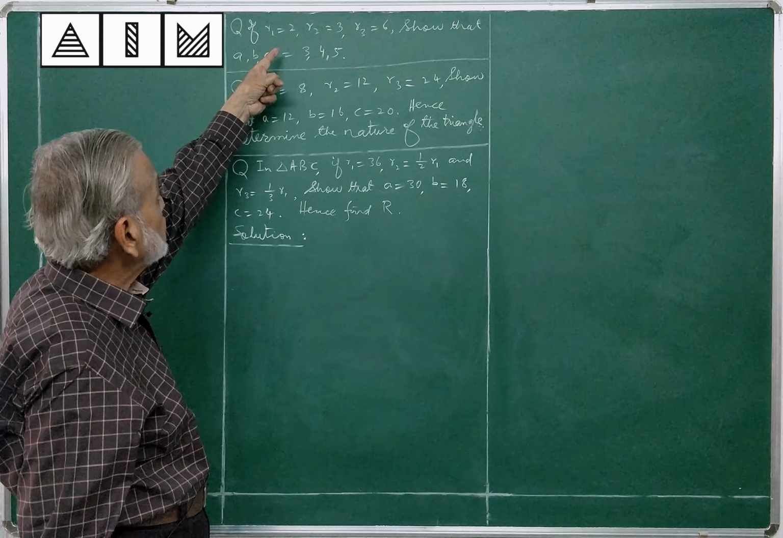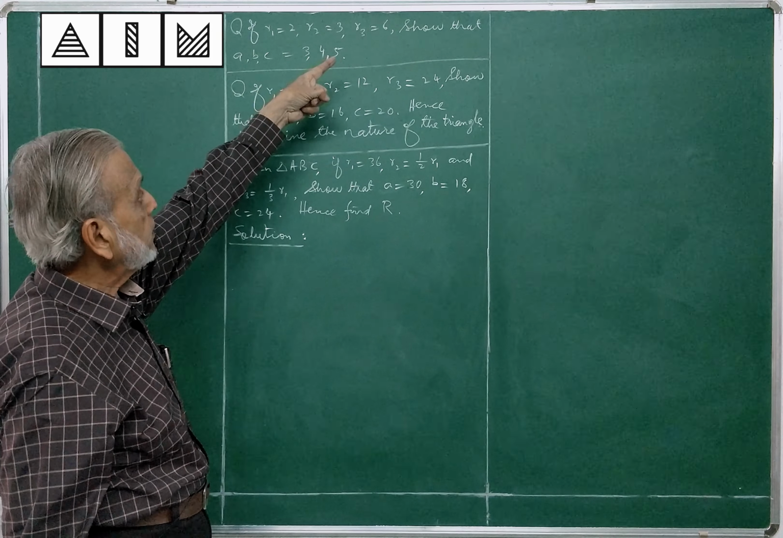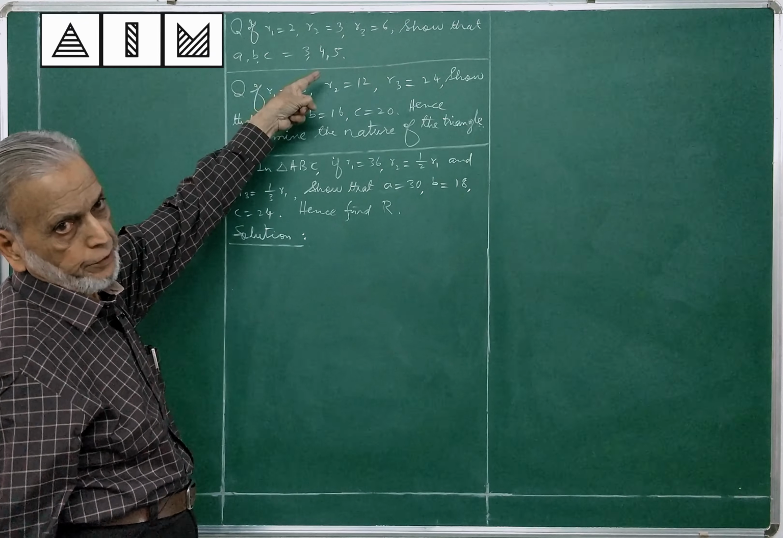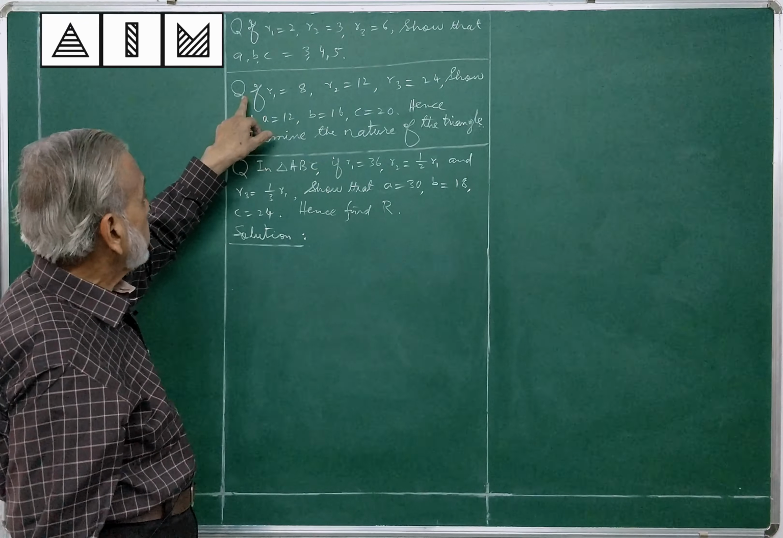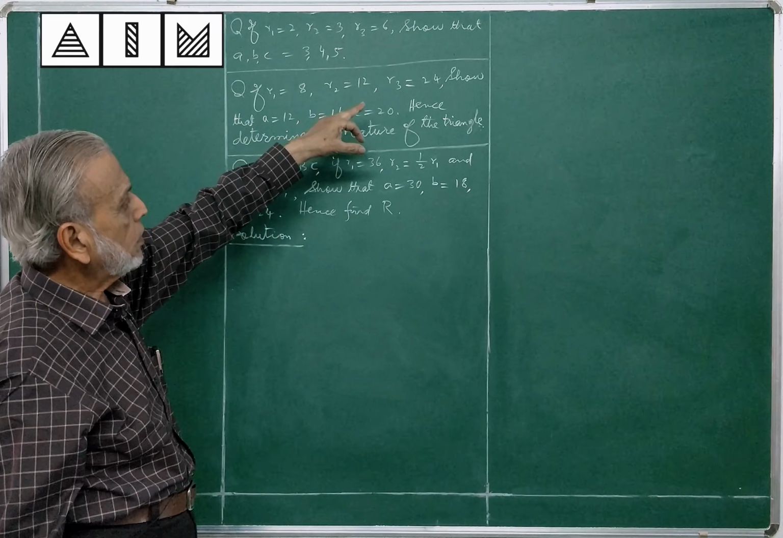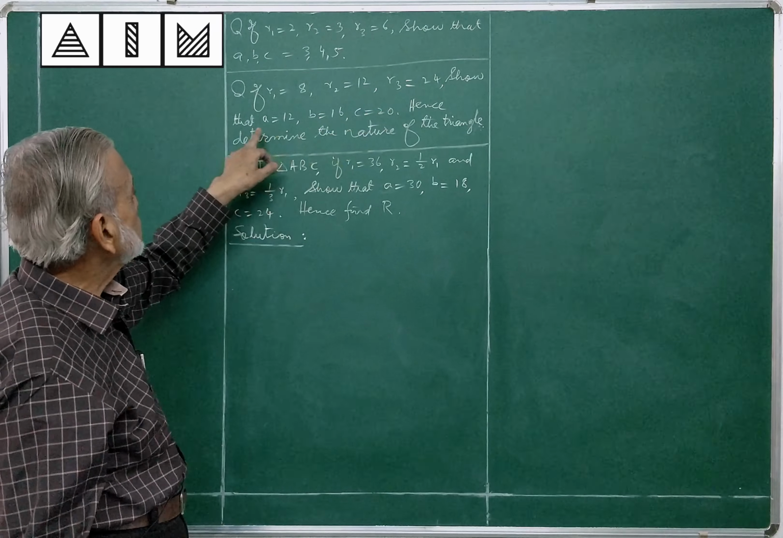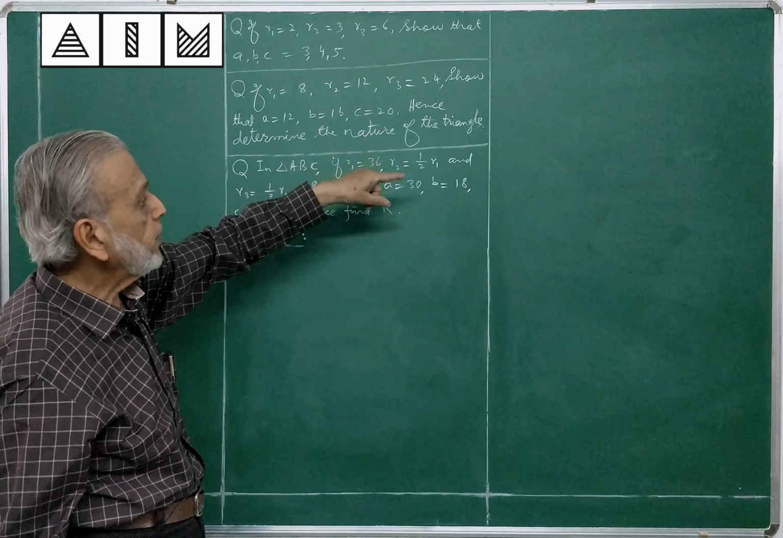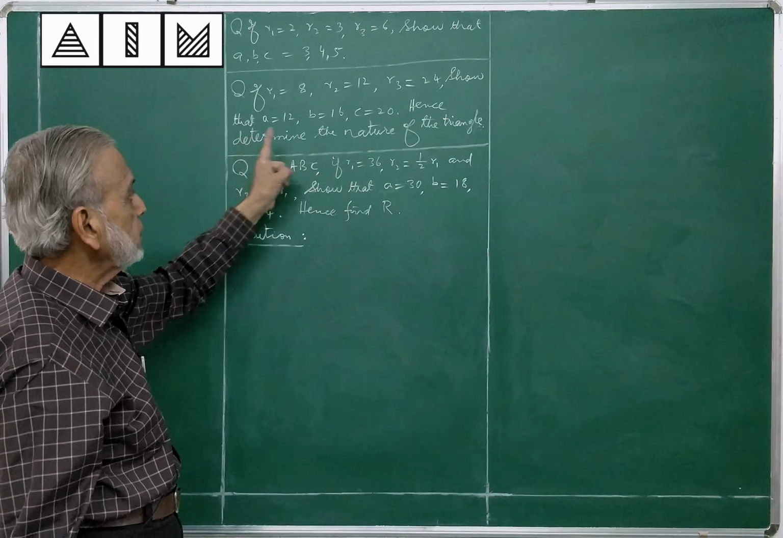If R1 is equal to 2, R2 is equal to 3 and R3 is equal to 6, show that A, B, C are 3, 4, 5. Next question, if R1 is equal to 8, R2 is equal to 12, R3 is equal to 24, show that A is equal to 12, B is equal to 16, C is equal to 20. Hence, determine the nature of the triangle.